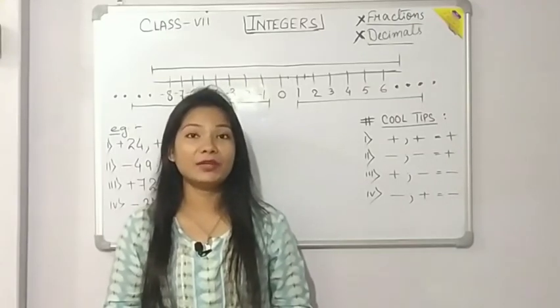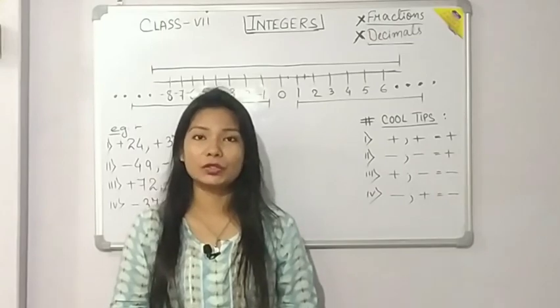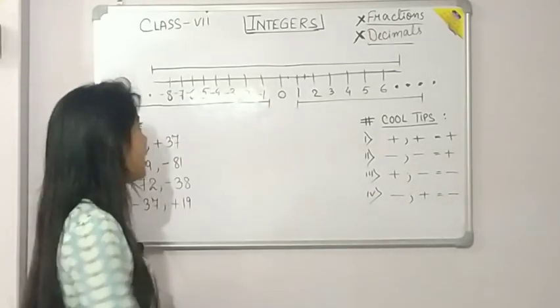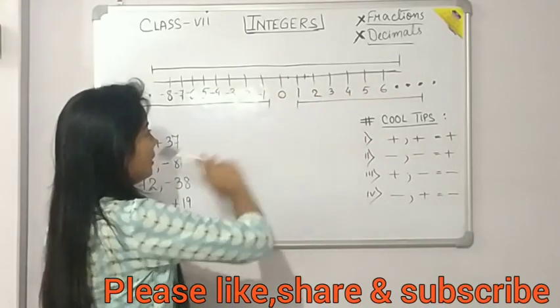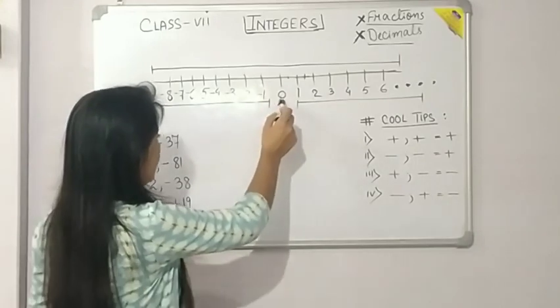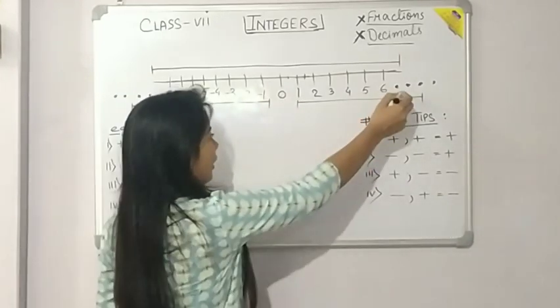Hello students, today we are going to read about the very first chapter, and the name of the chapter is integers. So let us first of all try to understand what are integers. As you can see, I have drawn a number line on my board, and some negative numbers I have put here, and 0, and some positive numbers.